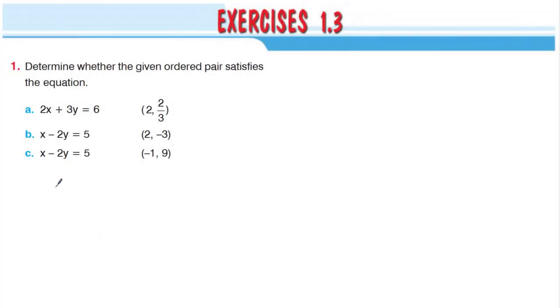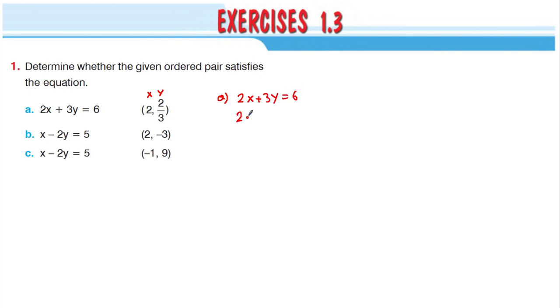Today we will continue with exercise 1.3. Determine whether the given ordered pair satisfies the equations. An ordered pair always has its first coordinate corresponding to the x coordinate and the second coordinate corresponding to the y coordinate. So if we substitute x by 2 and y by 2 over 3, we will get, under A, 2x plus 3y is equal to 6.